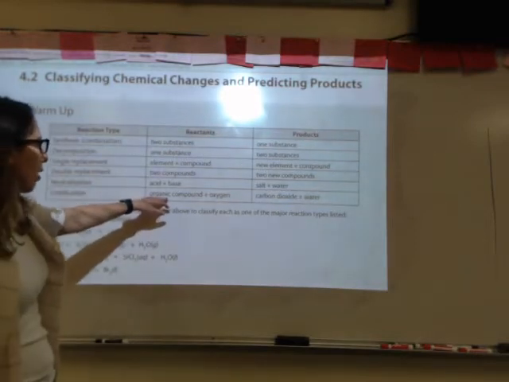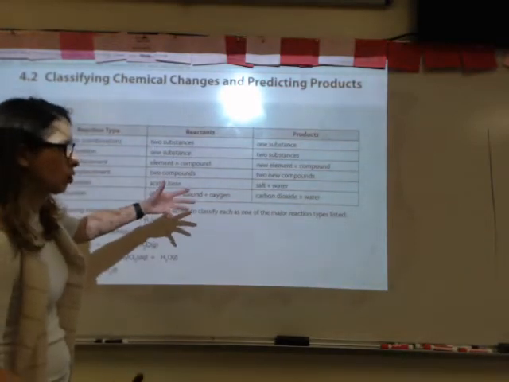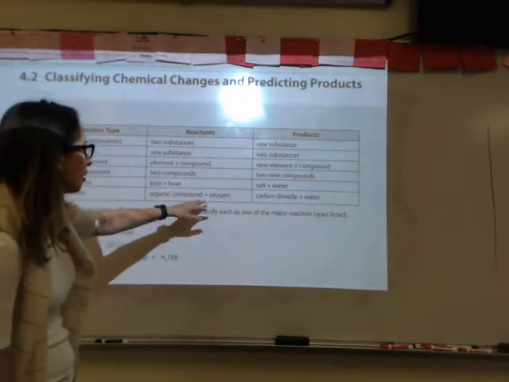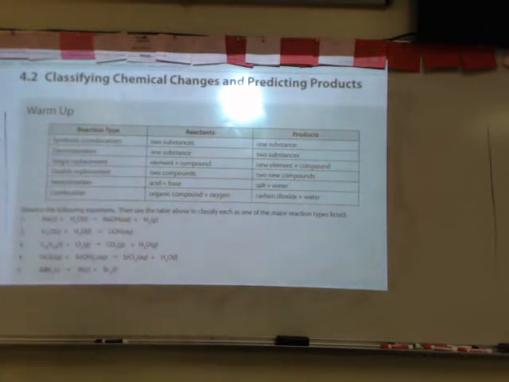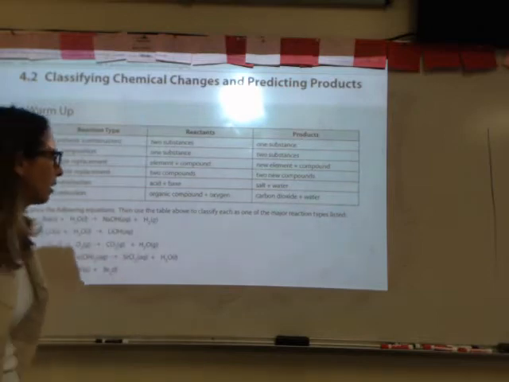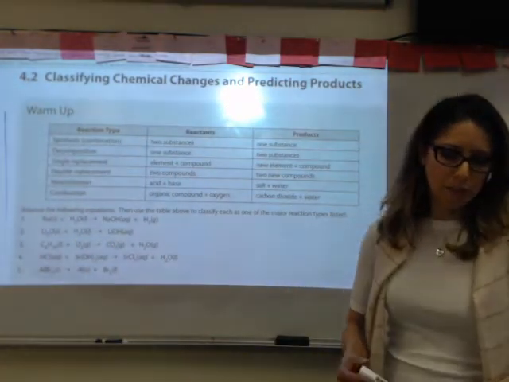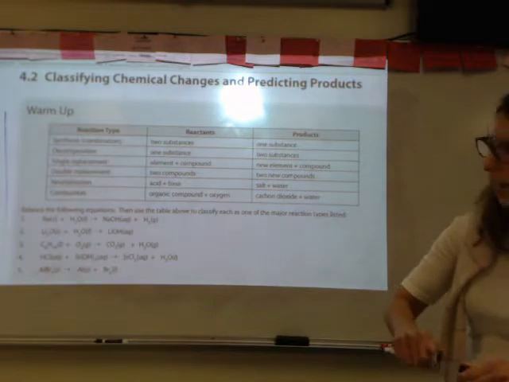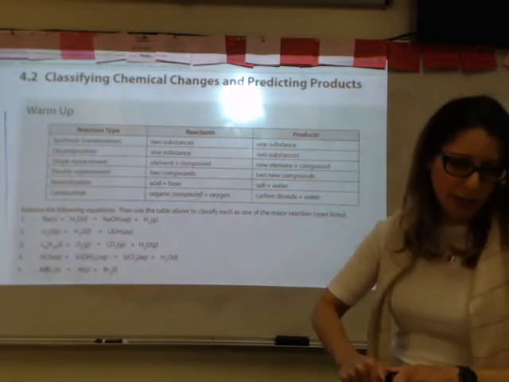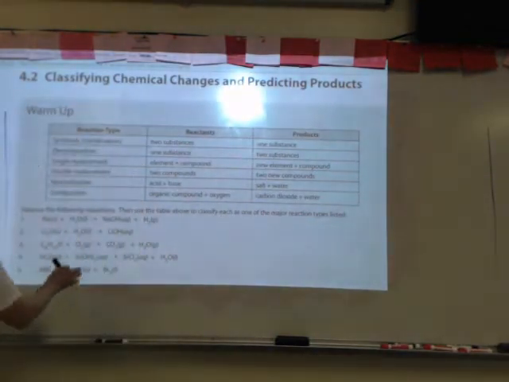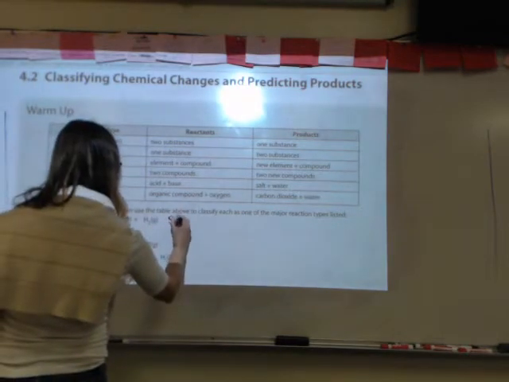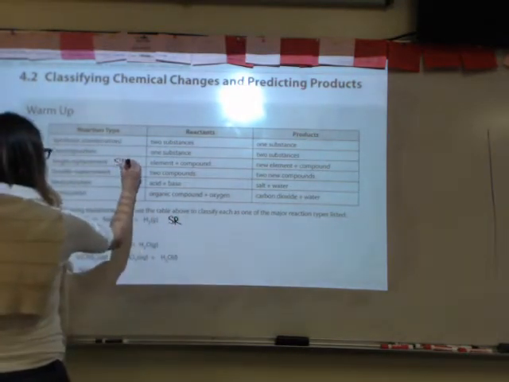Combustion reactions are when you have a hydrocarbon or an organic compound, which is composed of mainly carbons and hydrogens, and it's going to combine with pure oxygen to make carbon dioxide and water. Now, based upon these reaction types, we want to use that table to classify each of the major reaction types listed underneath. So if you take a look at number 1, we have sodium combining with water. So sodium is an element, water is a compound, and that means I am looking at a single replacement reaction. So I'm going to abbreviate that with an SR.